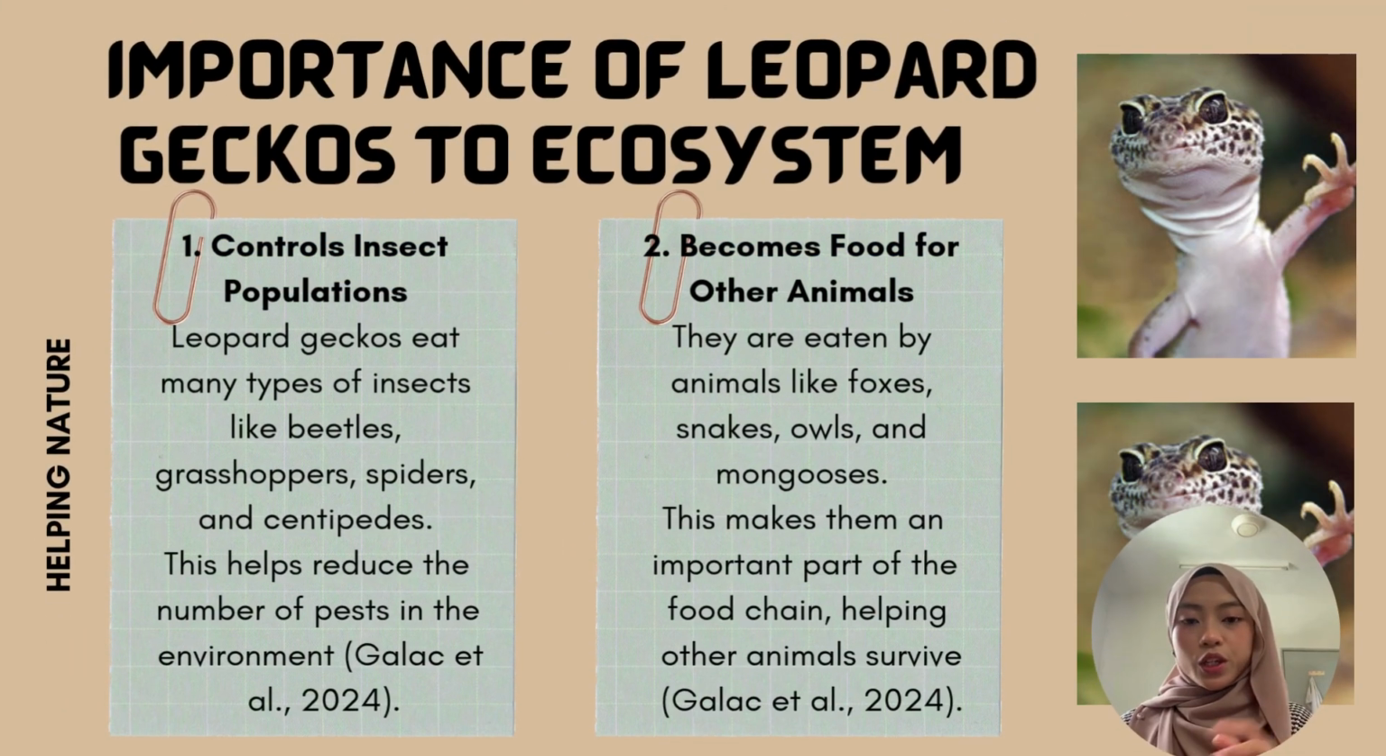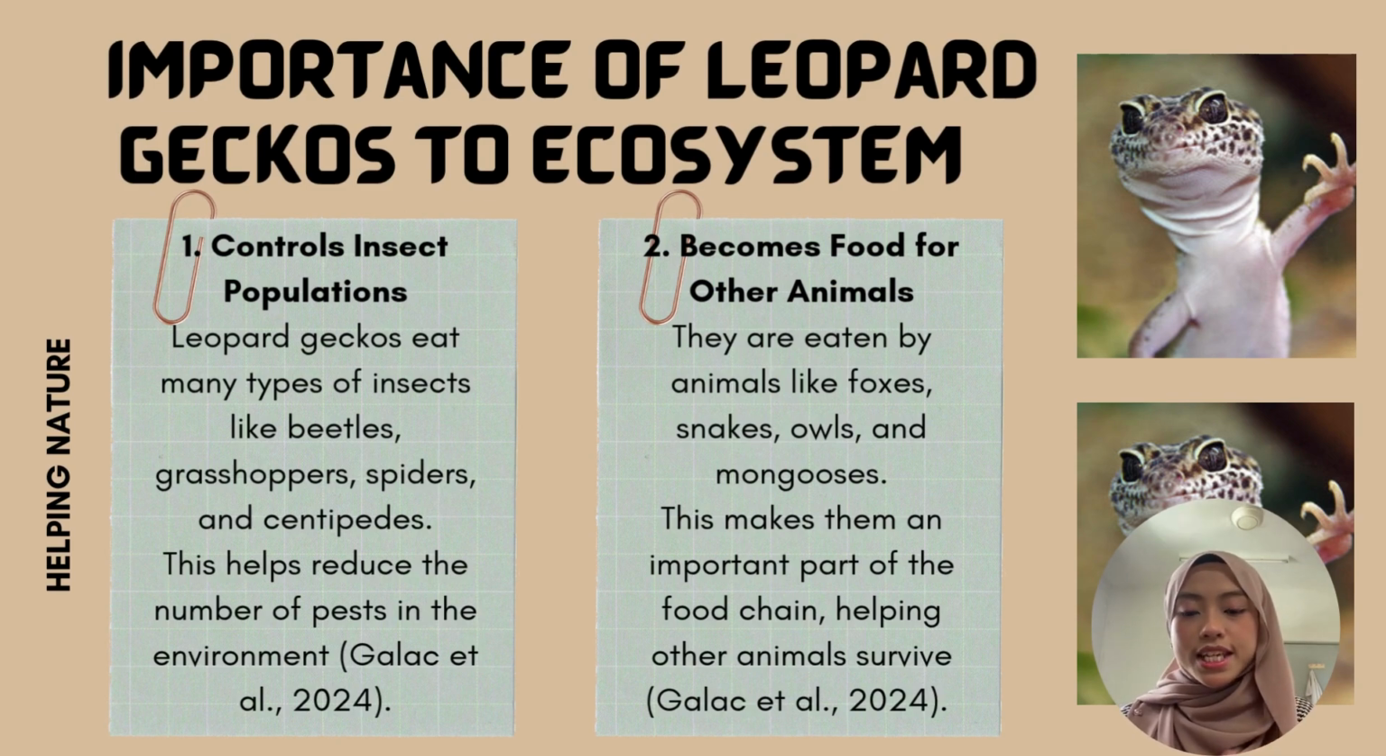The importance of leopard geckos to the ecosystem. Leopard geckos are helping nature. The first one is that leopard geckos control insect populations. Leopard geckos eat many types of insects like beetles, grasshoppers, spiders, and centipedes. This helps to reduce the number of pests in the environment.